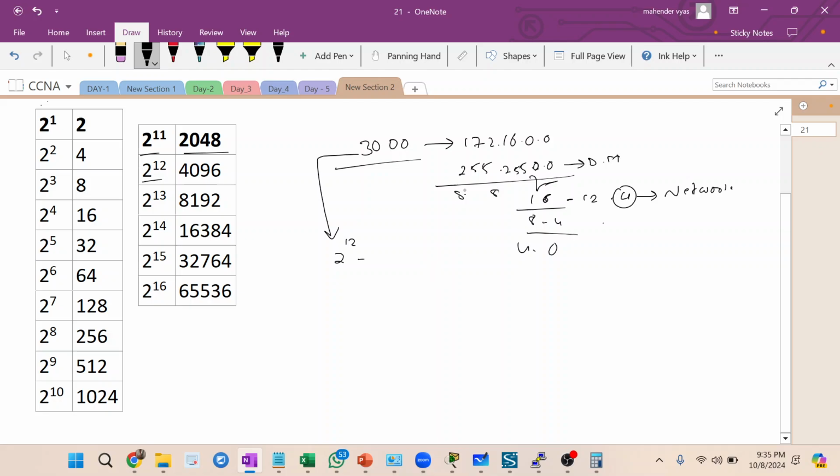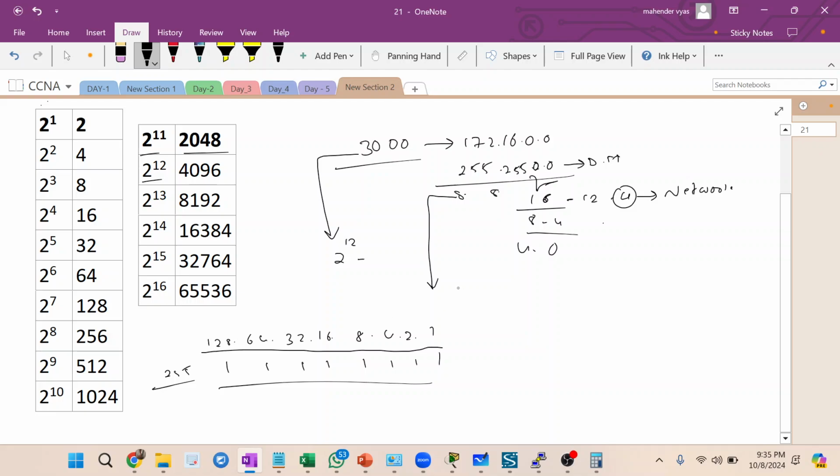So if I write this 8 into the binary table again, 32, 16, 8, 4, 2, 1. These 8 bits, if I write in a binary table, all ones, it is 255, right? This is a new subnet mask. Now again 8 bits, it would be the new subnet mask.